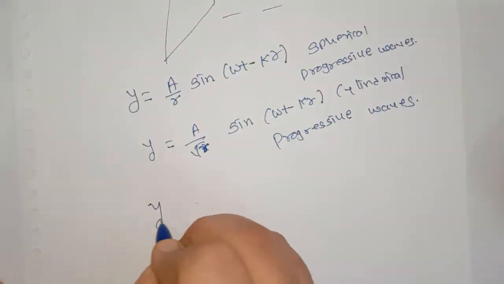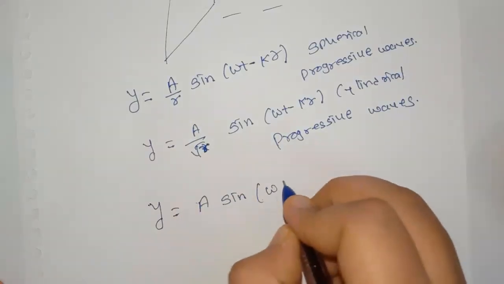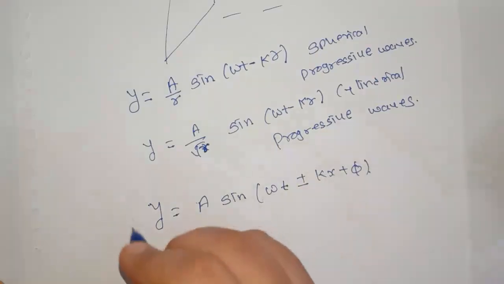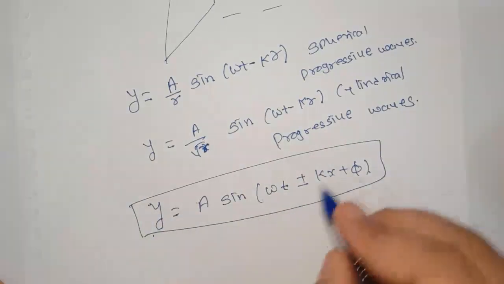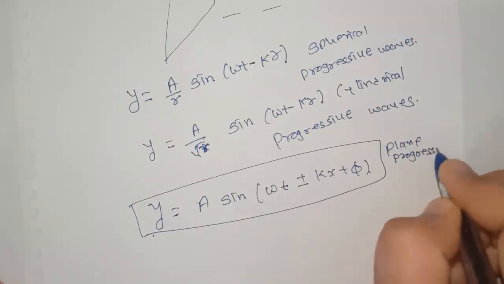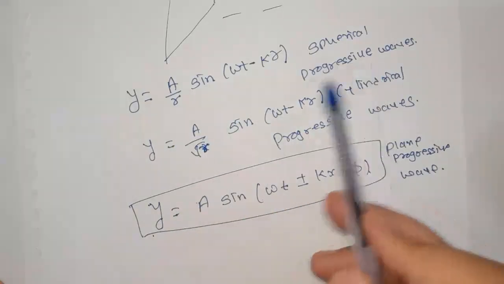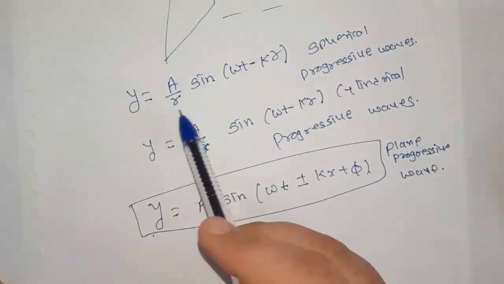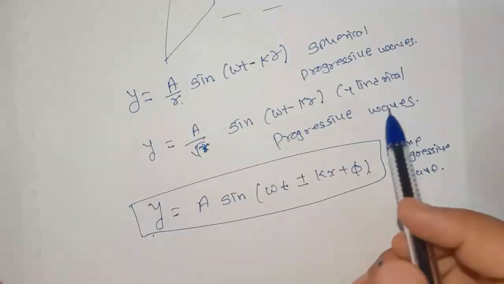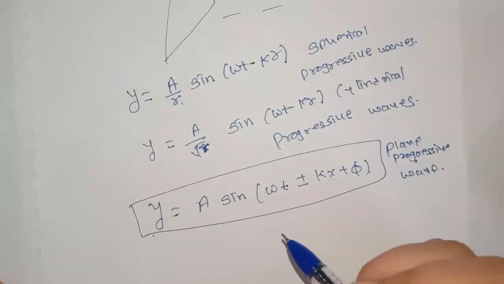And the plane progressive waves are represented as a sine of omega t plus or minus kx plus phi. Here, the spherical progressive wave's amplitude depends on the distance, as is the case for the cylindrical progressive wave, but for the plane progressive wave, the amplitude is independent of distance.